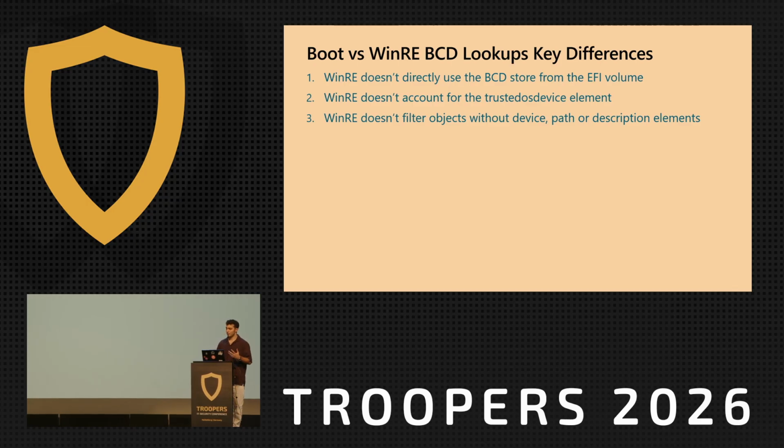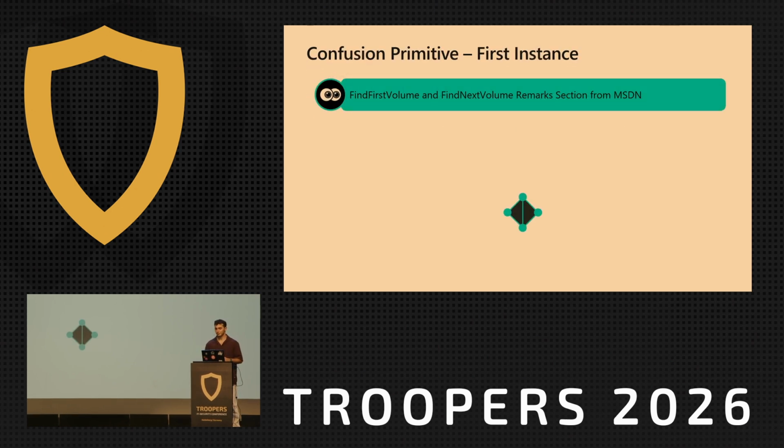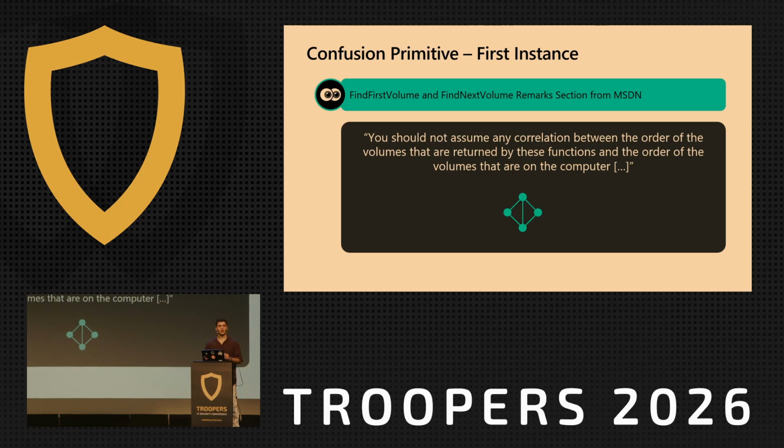And these differences introduce multiple opportunities for volume confusions. So let's walk through a few primitives that we found by abusing these differences in lookups. The first issue lies in the volume iteration logic, which is used to locate the BCD store. Internally, the functions that are used are FindFirstVolume and FindNextVolume. After we read their documentation, we found an interesting note in the remarks section. It highlights a very interesting point. I'm going to read it out loud.